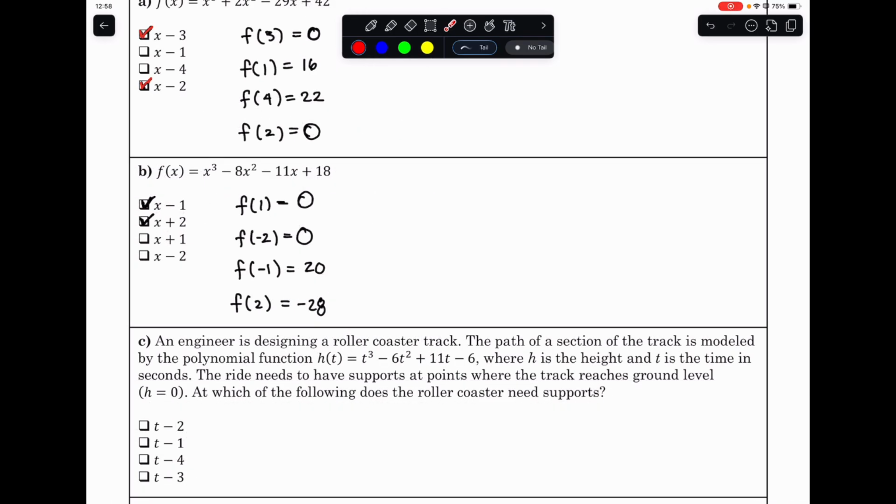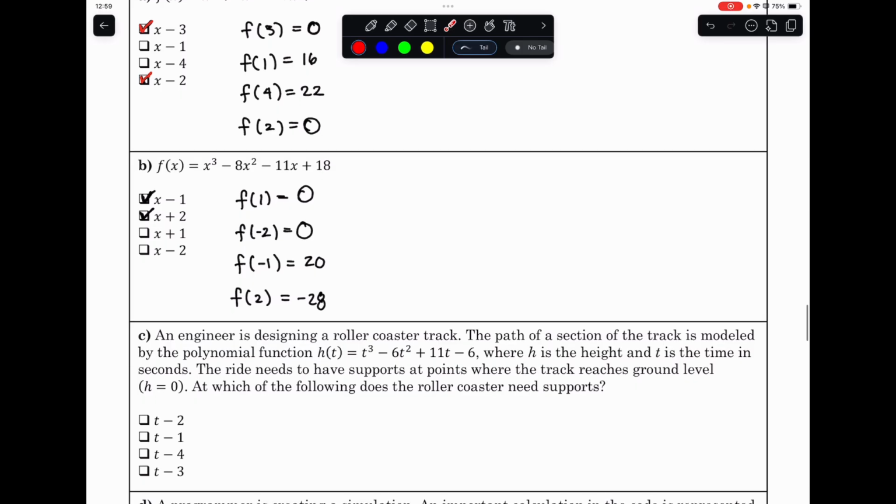Now let's apply this concept to a real world scenario. So in example C, we have that the engineer is designing a roller coaster track. Now the path of a section of the track is modeled by this polynomial function h of t, where h is the height and t is the time in seconds. Now the ride needs to have support at points where the track is going to reach the ground level. So that means that the height is going to equal 0. So at which of the following time intervals does the roller coaster need supports? So using the factorization theorem, we want to know when this is going to equal 0.